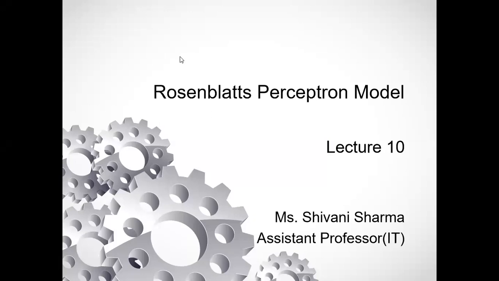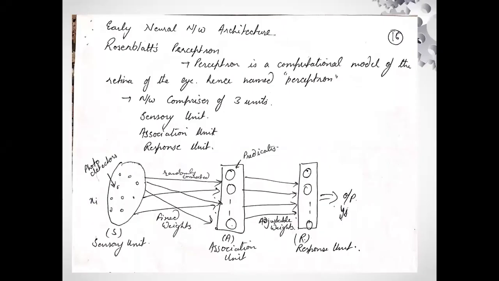Now the topic for this lecture is Rosenblatt's perceptron model. Basically, what is Rosenblatt's perceptron model? Firstly, we need to understand what it is. It is nothing new, but it is a type of neural network architecture which was used in very early stages. That is why I have given it the heading early neural network architecture.